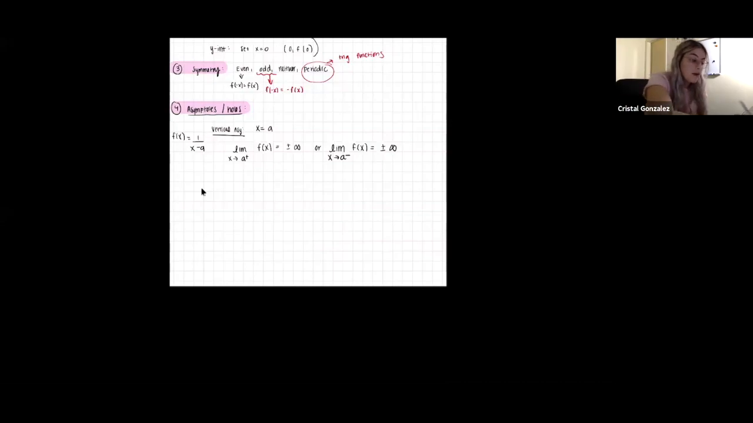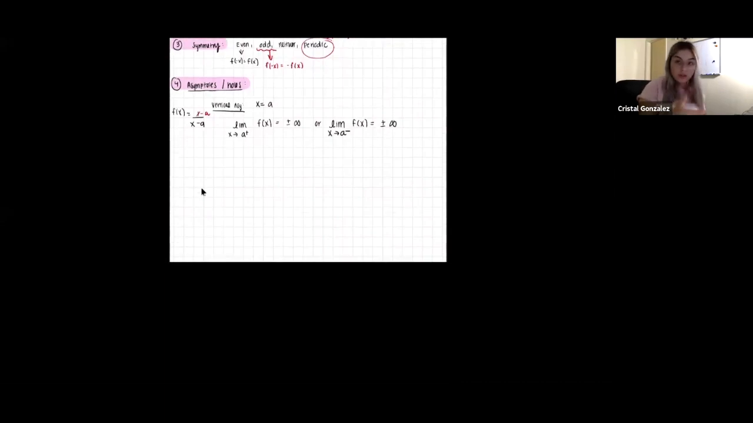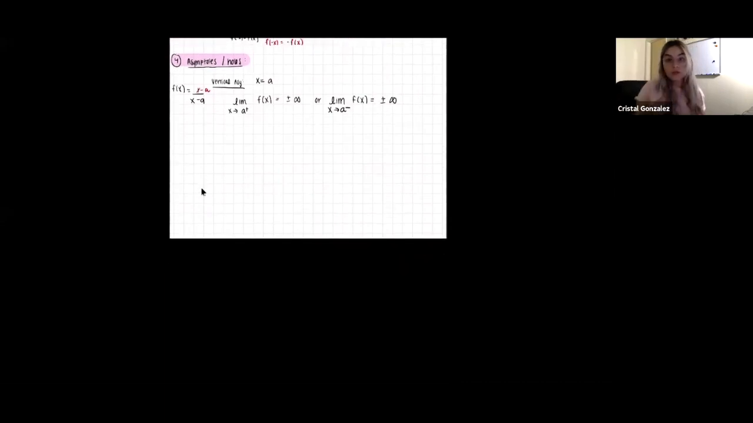But if I had the case where I had an x minus a at the top also, then that a would now be a hole and will be called a removable discontinuity. So these are all going back to our algebra days and our algebra skills. So there's two ways you can find your vertical asymptotes. One, using your limits, or two, using your skills from algebra. Now let's talk about the horizontal asymptotes.